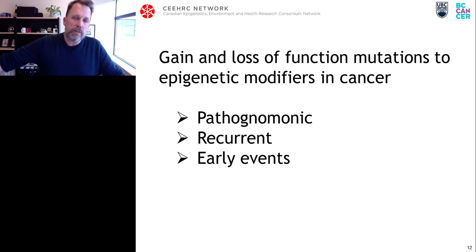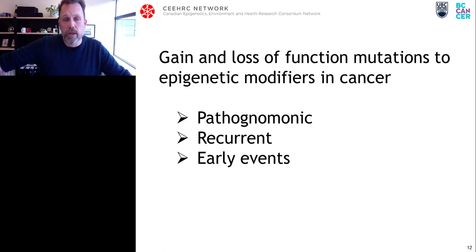And one of the most surprising findings was that across many types of cancers, there are recurrent gain and loss of function mutations to epigenetic modifiers. And these can be really classified in terms of their frequency. So for example, in some cases, these mutations are pathognomonic. They actually describe the disease.